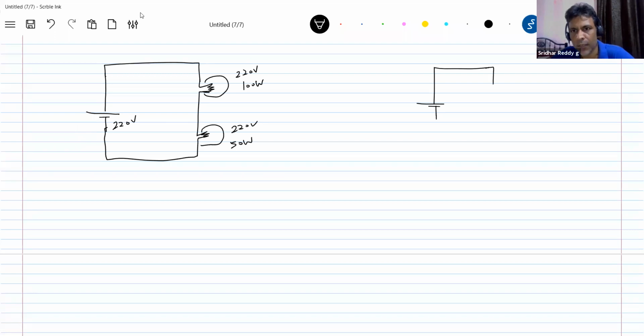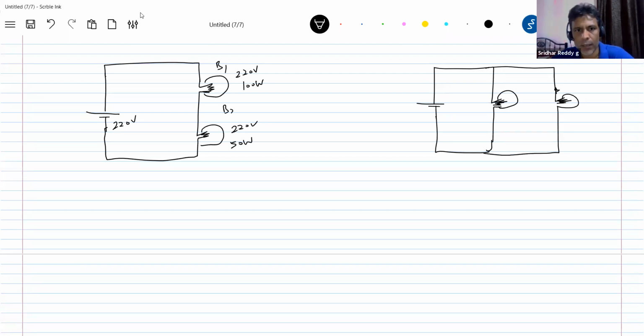This is a very, very important concept I'm trying to build here. The same bulbs, I'll connect them in series, then I'll connect them in parallel. Call this bulb B1, this B2. Which will have more brightness?